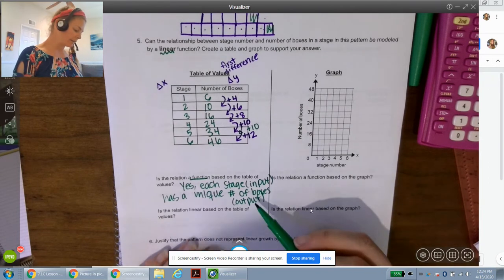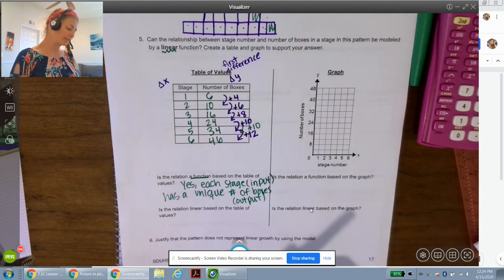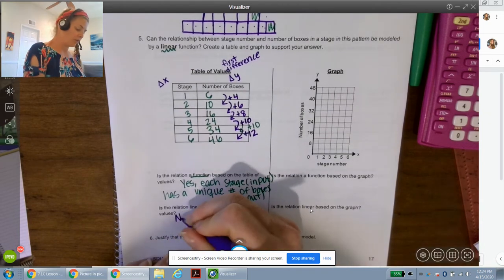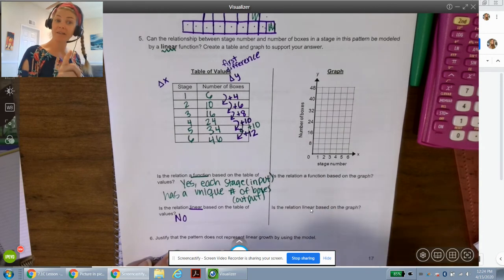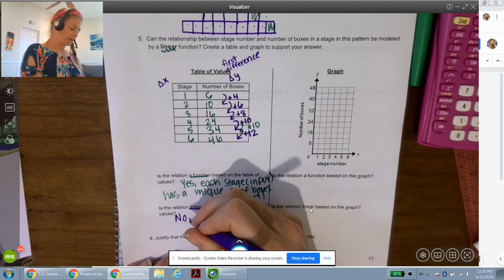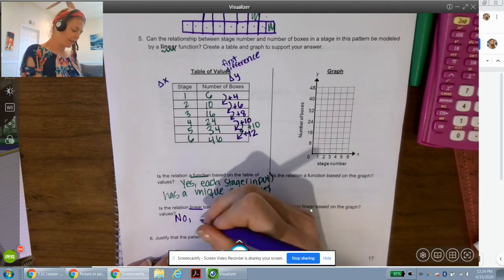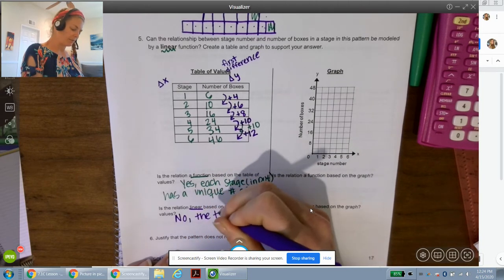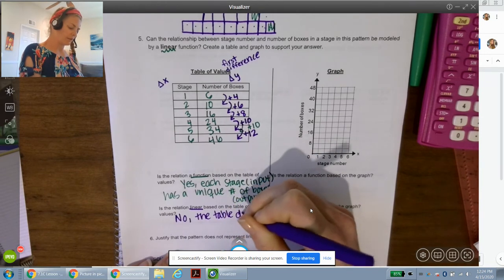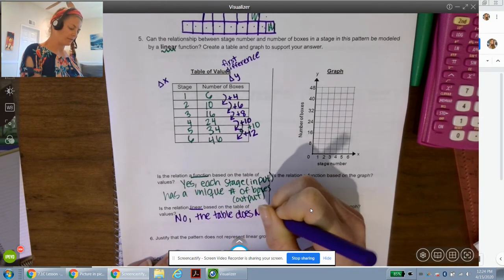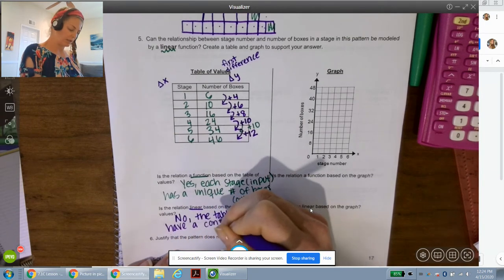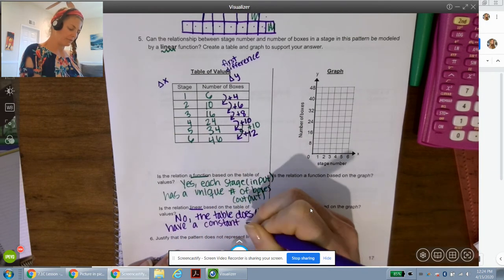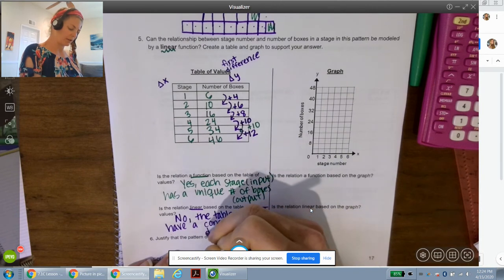So taking a look here, is the relationship linear? No, this isn't linear. Relationship's not linear, but it is a function. The function is nonlinear. The table does not have a constant first difference.